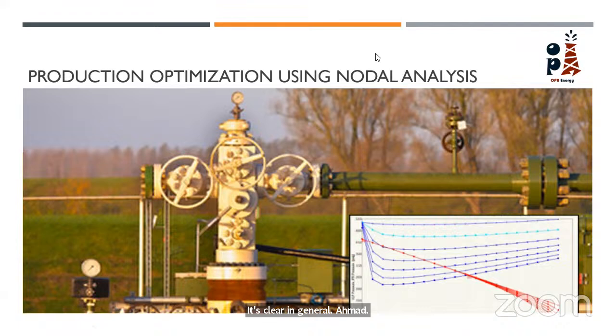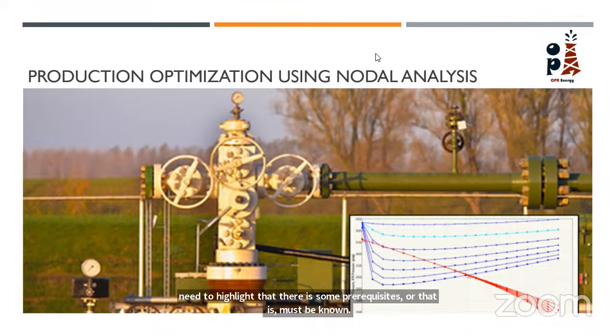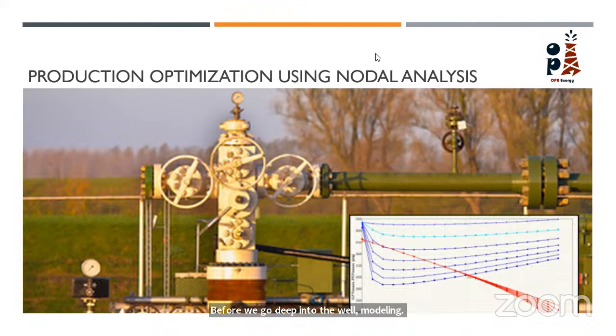Before starting with production optimization using nodal analysis, in which we will use mainly the software Prosper, we need to highlight that there are some prerequisites that must be known before we go deep into the well modeling. The requirements include fluid properties and technical concepts regarding inflow performance and vertical lift performance. We will review these technical requirements before we begin our well model in Prosper.